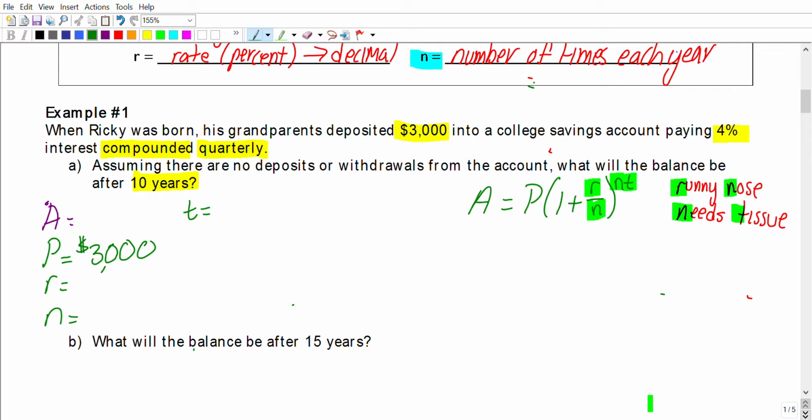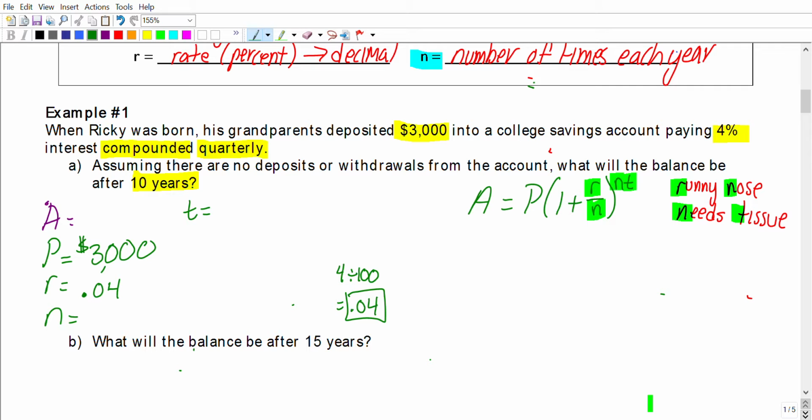Now it says that money was deposited into a college savings account at 4% interest. Okay, 4% as a decimal is 0.04. Again, if it doesn't make sense, type this into your calculator: 4 divided by 100, you should get 0.04. Or just move the decimal to the left twice. But you guys are probably pretty good at that now.